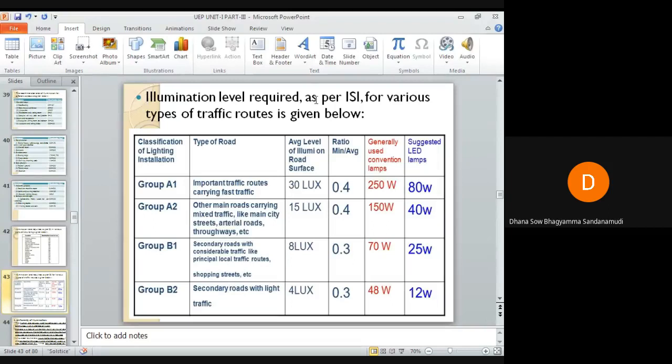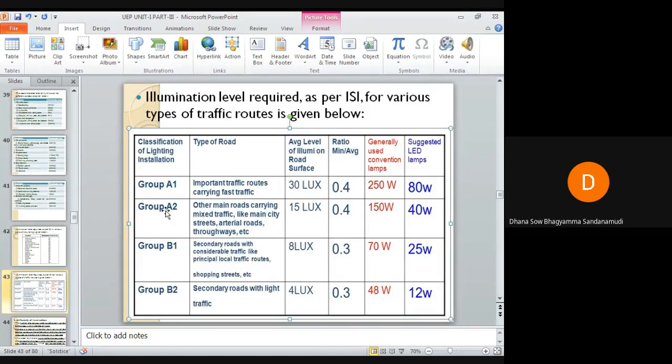Now the illumination required as per ISI for various traffic routes. The traffic routes can be classified based on illumination into Group A1, Group A2, Group B1, and Group B2. The roads which come under Group A1 are important traffic routes carrying faster traffic. The illumination required for such a group is 30 lux.